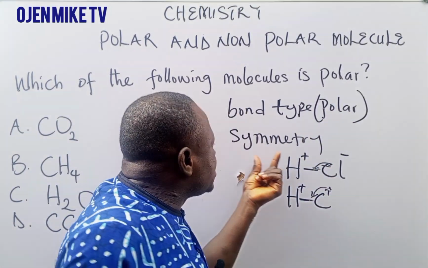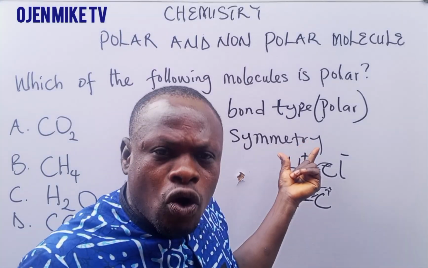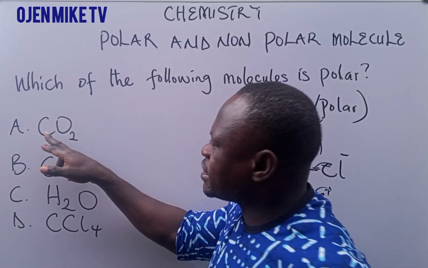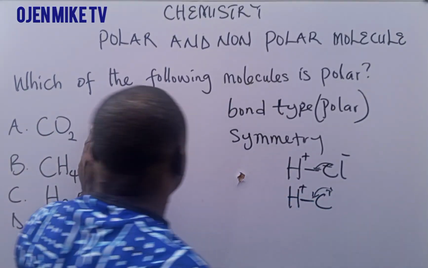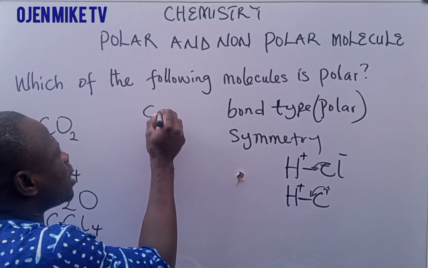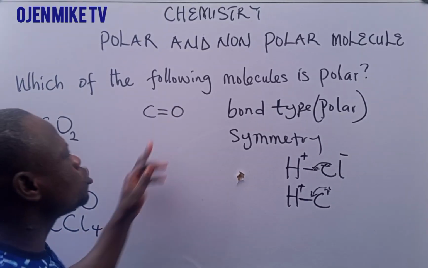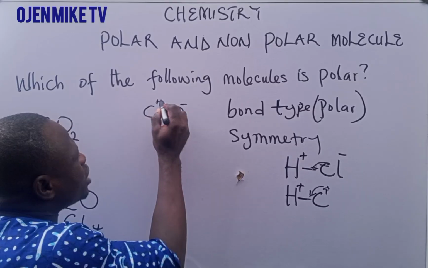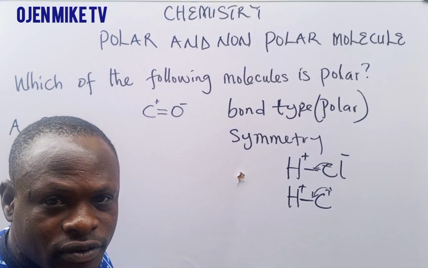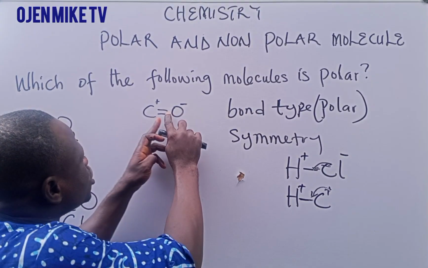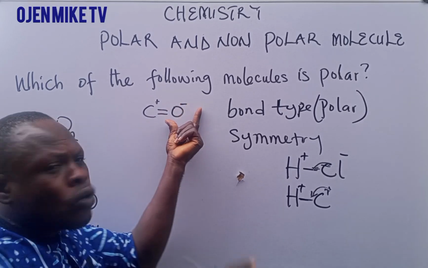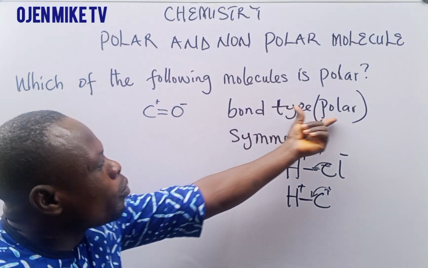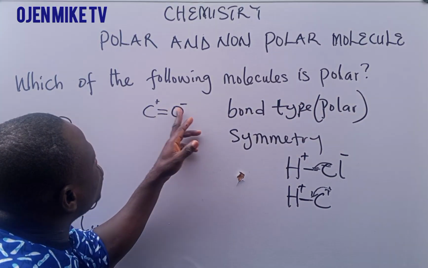Now, secondly, is the shape of the molecule symmetric or asymmetric? Now, let's go to the first option. Look at carbon and oxygen. The bond between carbon and oxygen is polar, because oxygen is negative and carbon is slightly positive. Are you following? Therefore, oxygen will tend to pull more electrons towards itself. So, number one, the bond is polar.